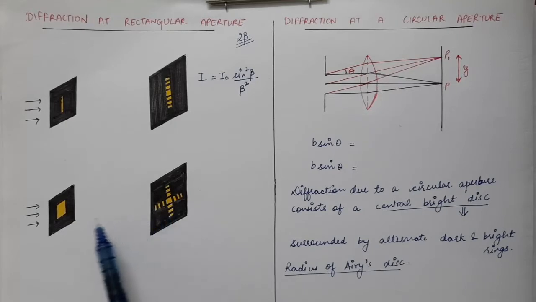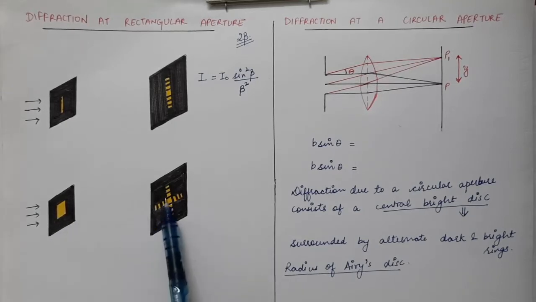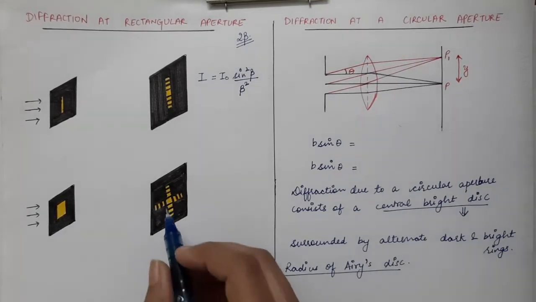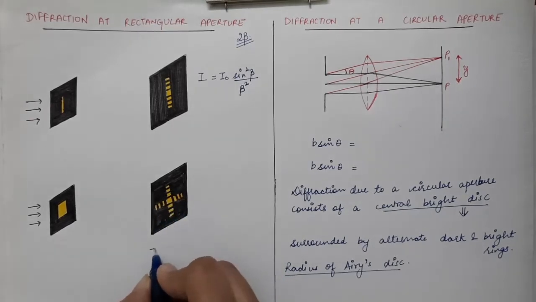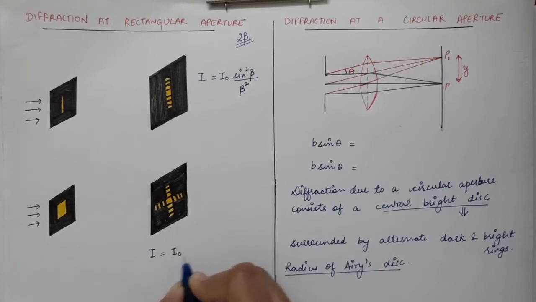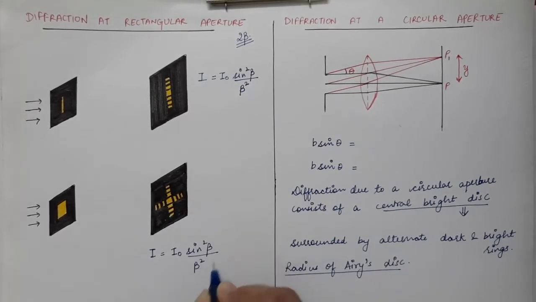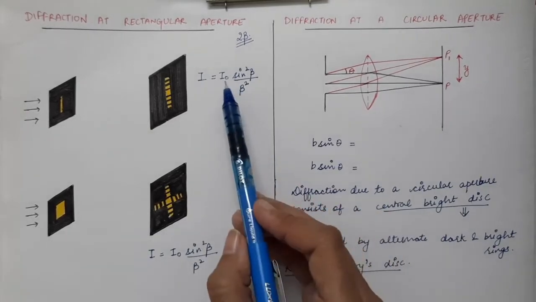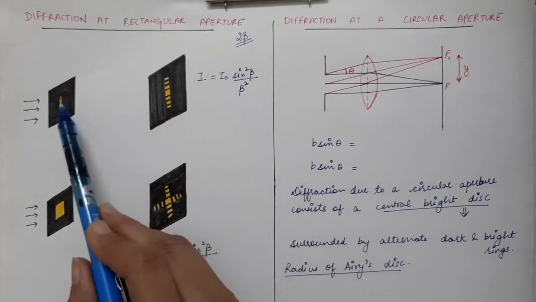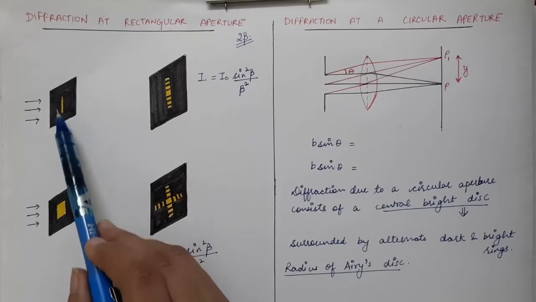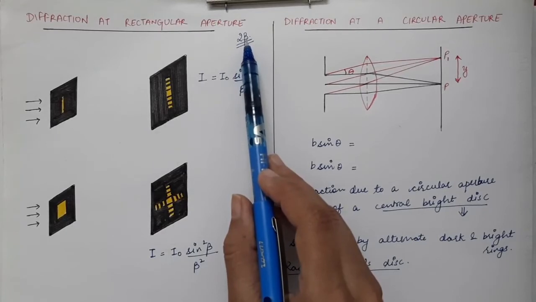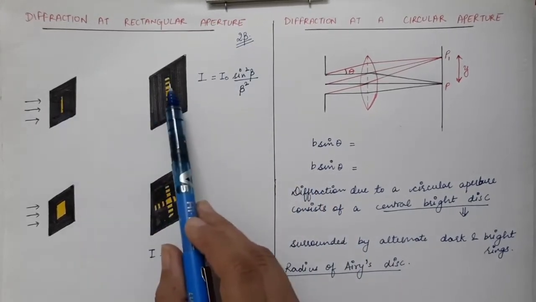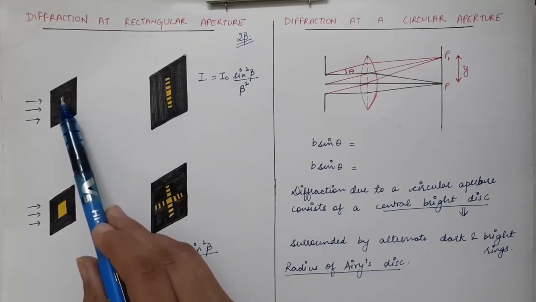So in this case, the intensity of the light on the screen comes out to be equal to the superimposition of two intensities. So the intensity will be equal to I0 into sine square beta divided by beta square. Now this is the intensity that is due to the width of the slit. Twice of beta was the phase difference between the light rays which are reaching the screen from the two ends of the slit.